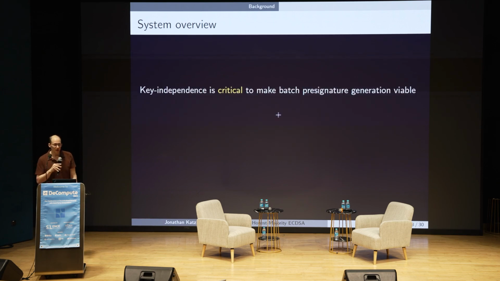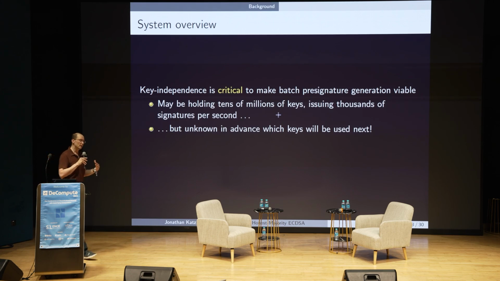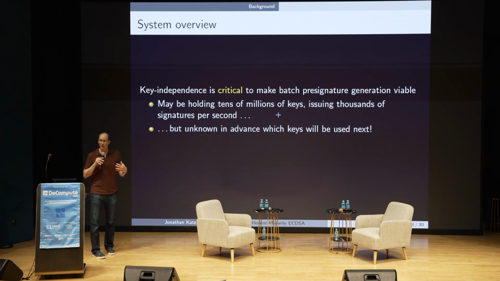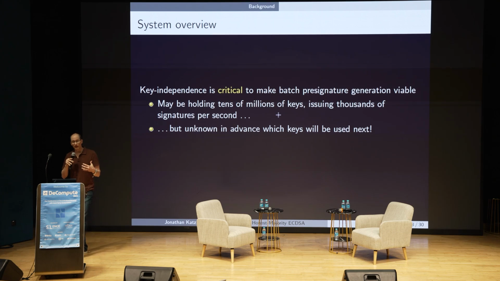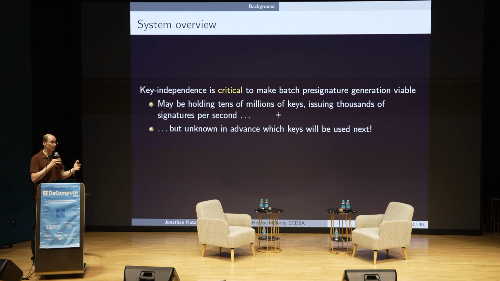I should note here that the key independence property is really critical to making batch pre-signature generation viable. So why is that the case? Well, your network that's holding all these key shares may be holding tens of millions of keys and issuing thousands of signatures per second, but you don't know in advance which key is going to be used to sign next, and you don't even know in advance which key is going to be used in the next 24 hours. Right? It's sort of a random distribution in some sense of which keys are going to be used to sign.